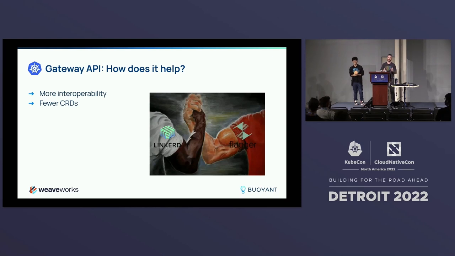And together, what we're hoping for is that Gateway API is going to help projects like Linkerd and Flagger get together and pair up to slay the predator of complexity in Kubernetes. And okay. Thank you for the pity laugh on that one.